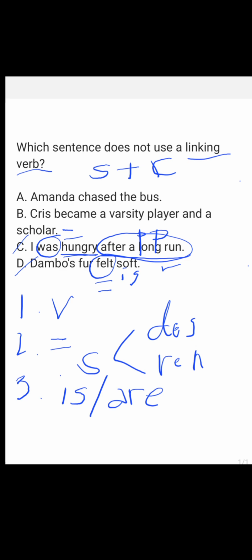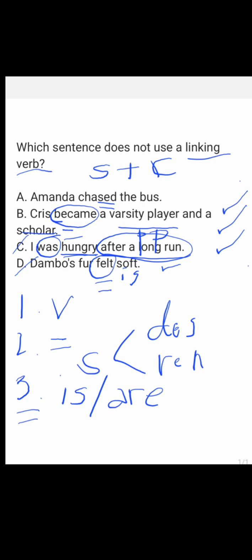Now, letter B naman, Chris became a varsity player and a scholar. The verb is became. Chris is equal. Si Chris ba yung varsity player and a scholar? Yes. Now, gumagamit ba siya ng is or are? Hindi. So, meaning we can apply the second tip, which is to replace the verb with is or are. Chris is a varsity player and a scholar. Does it make sense? Yes. Is it grammatical? Yes. Same lang ba yung meaning niya? Yes.